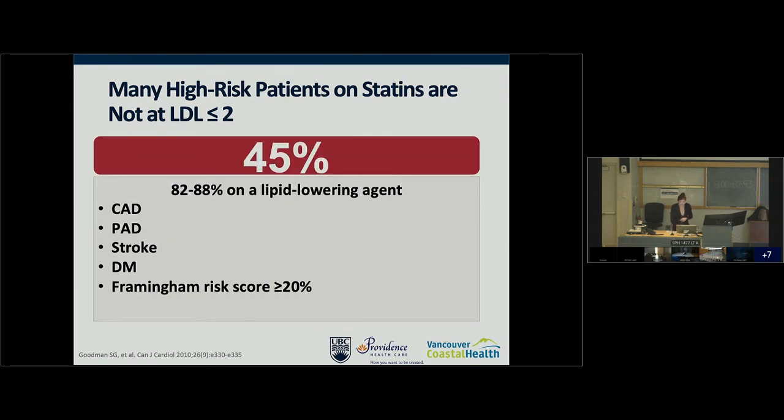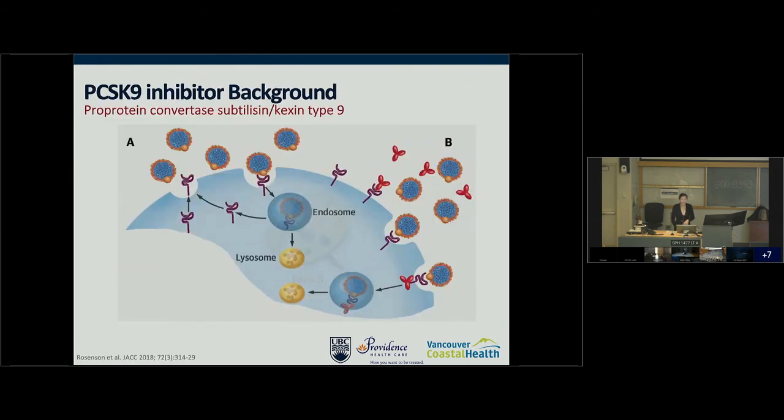Yeah. So unfortunately, that's the truth. Only 45% are actually at target. So that needs to be changed. Companies are looking for more and more, and obviously physicians are looking for more and more ways to tackle the LDL problem. And maybe it's compliance issues, maybe it's side effects, maybe it's difficult to remember to take medications. Whatever it is, there are numerous reasons why people are not at target.